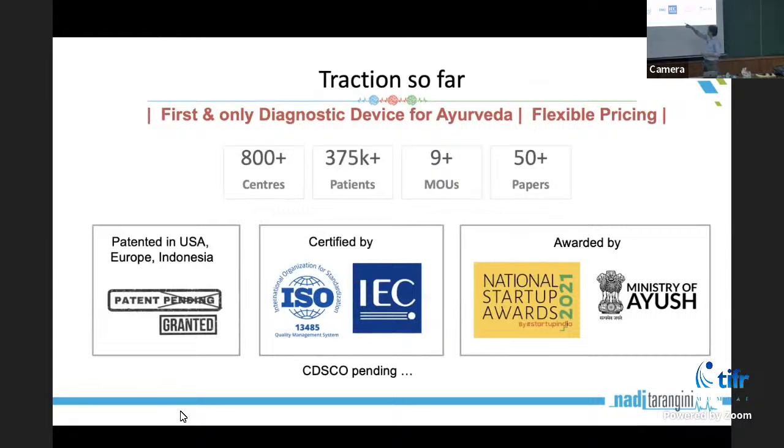As I explained, more than 800 centers. Every day we are opening one or two centers in India. More than 4 lakh patients now. 9 commercial and research MOUs. The primary one is IIT Kanpur, where we are working very hard on different things beyond pulse, which I will explain. Now the product is patented. It's granted in US, Europe, Indonesia, with certifications and awards, which sir mentioned.